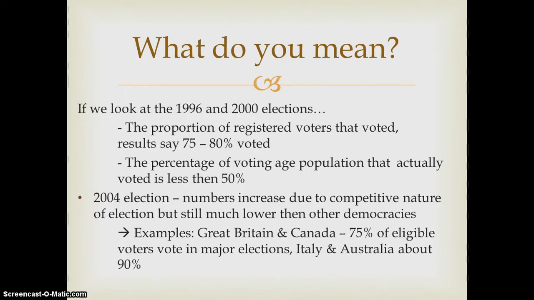What do I mean that it looks better? If you take a look at just a proportion of registered voters that vote, it shows that we have great voter turnout. But in reality, if you use the second method, your percentage of voters that are eligible to vote that actually show up on the average, we got a little less than 50%. So you're in the 40% range.